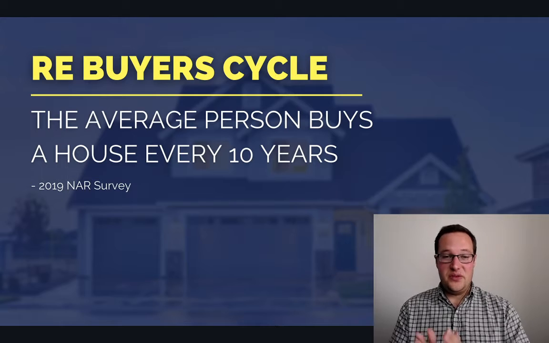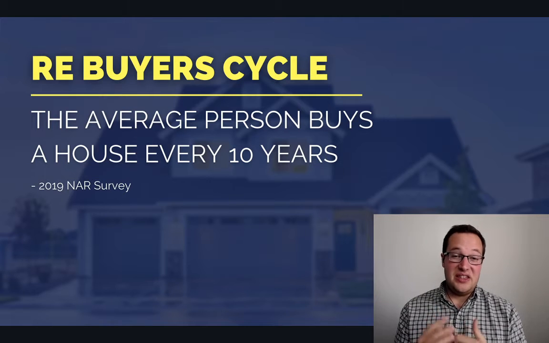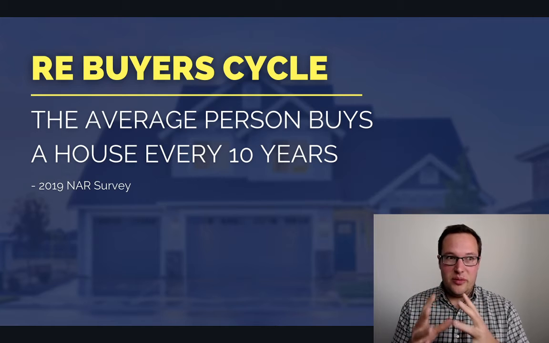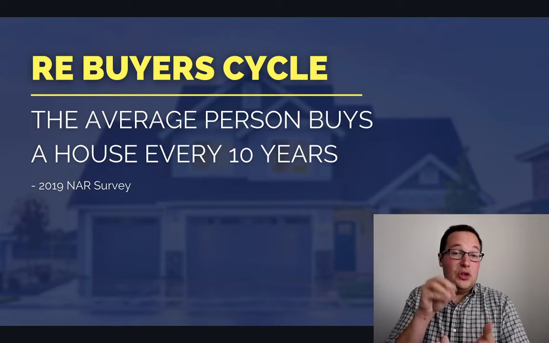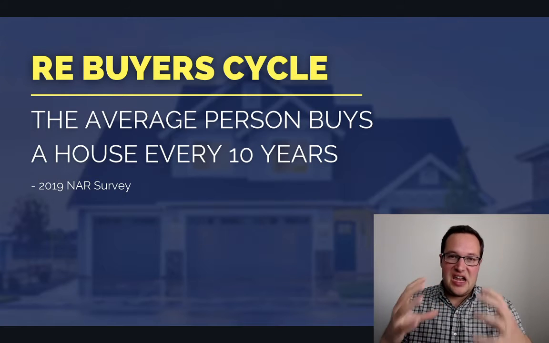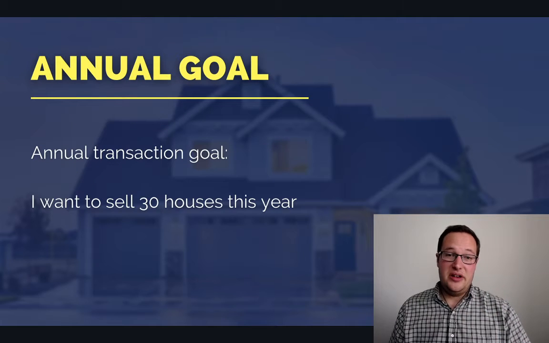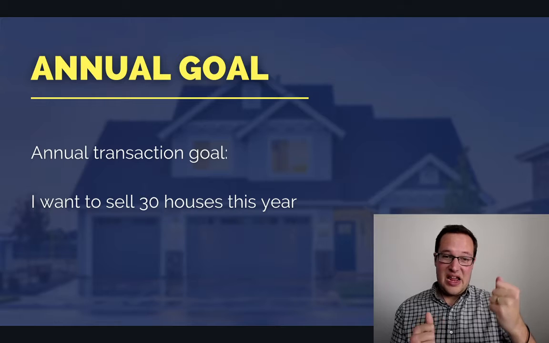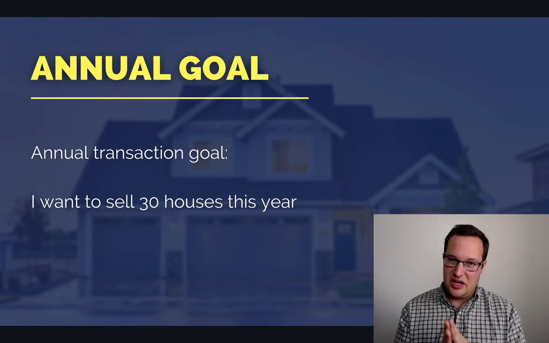So from the 2019 NAR survey, one of what I think is the most important statistics in there is that the average person buys a house about every 10 years. If you look at that data, there's a whole bunch of different numbers they throw at you, but we believe the most important number and the most important way to look at the buyer cycle is this kind of decade process. And that 10-year number is really important because with that number 10 and your annual transaction goal, you'll actually be able to calculate your goal database size.